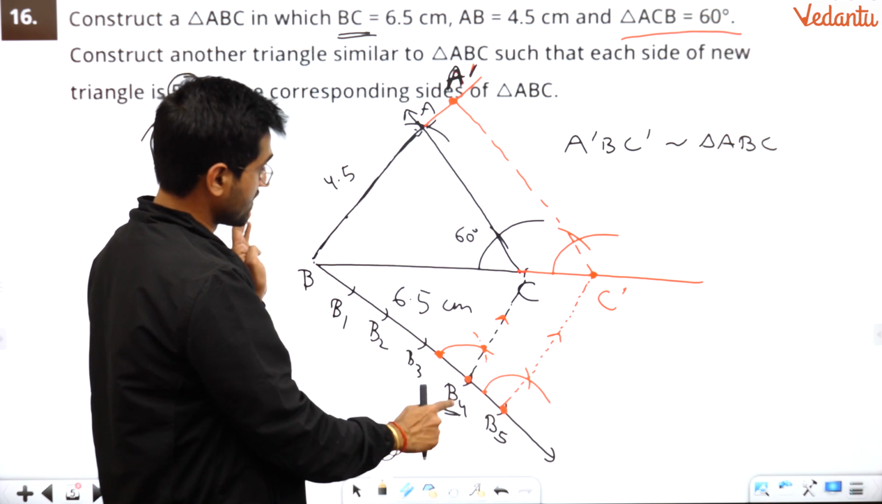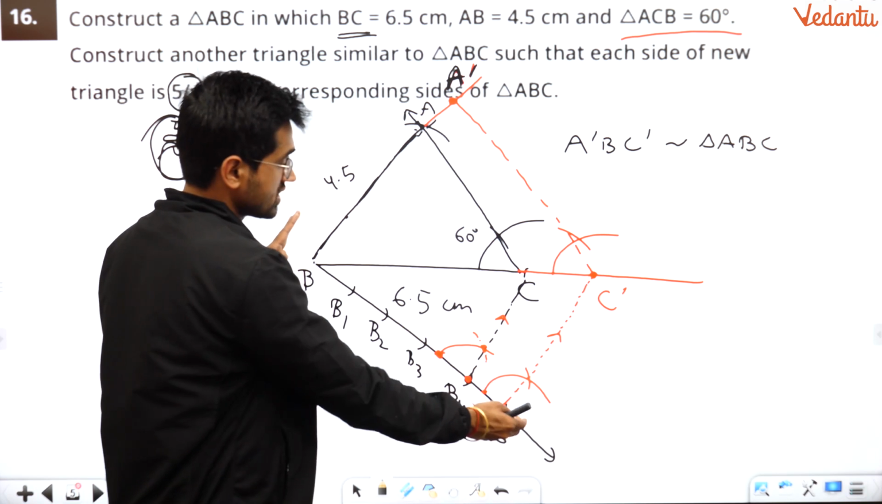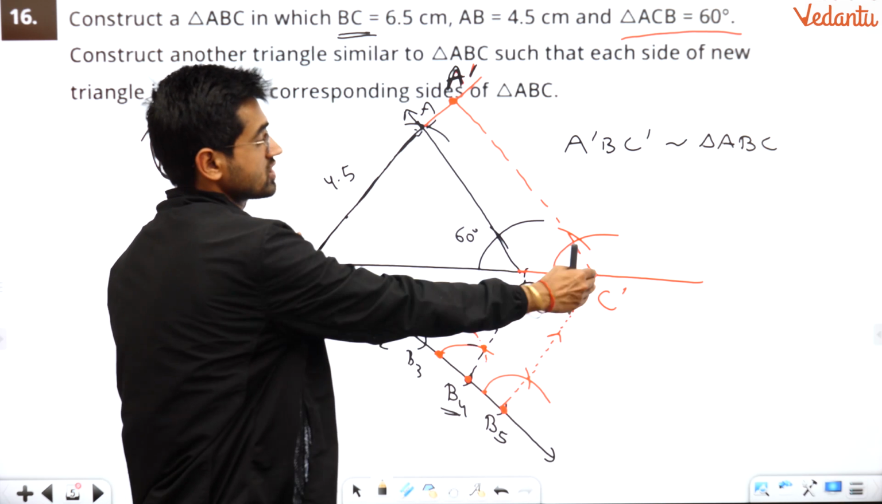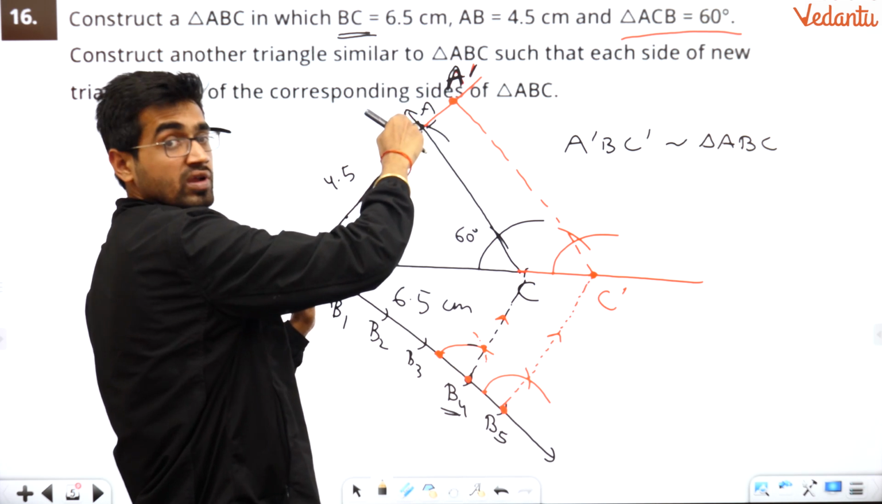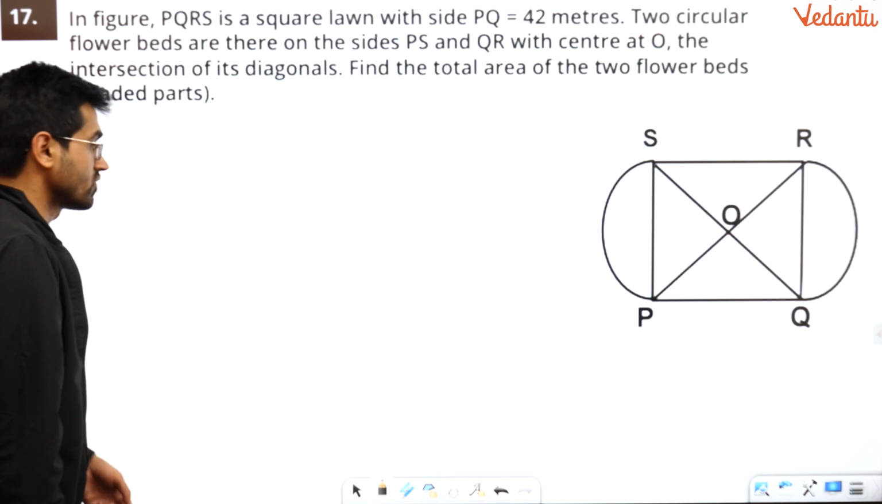This B, B4, C, B, B5, C dash, they are similar triangles. So this is parallel, that's why. So you have B5, 5 part, 4 part. So obviously this is 5, this is 4. Done. You have the triangle similar. Let's move to the next question.